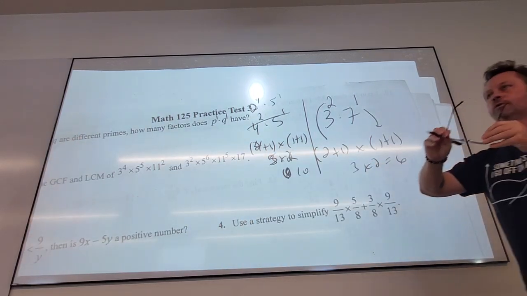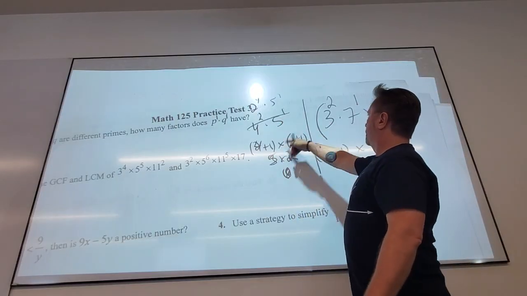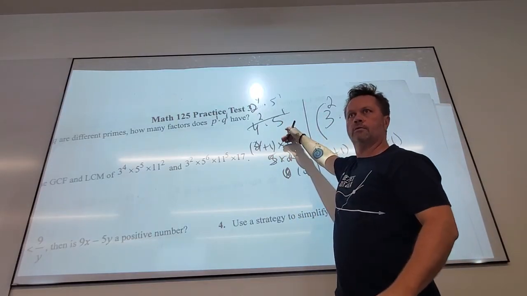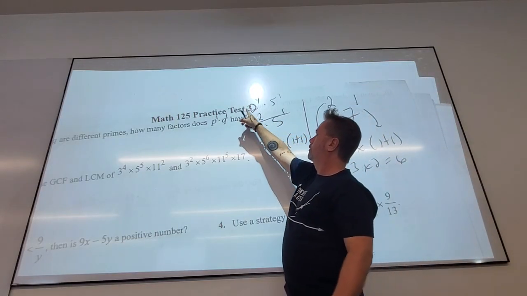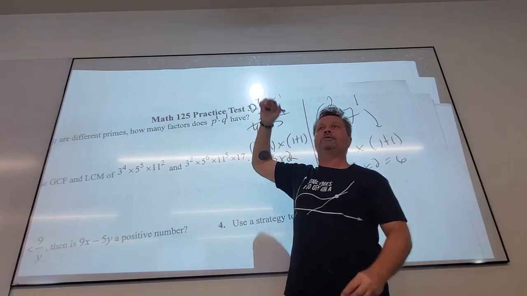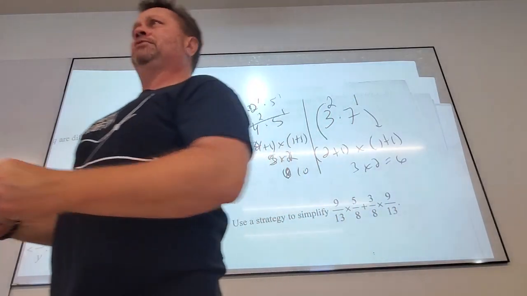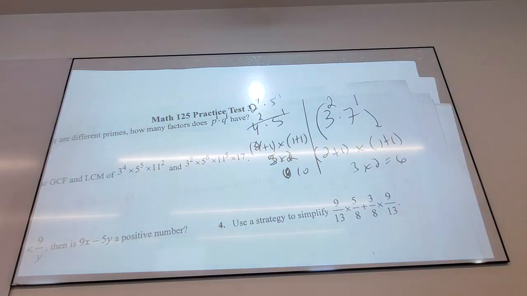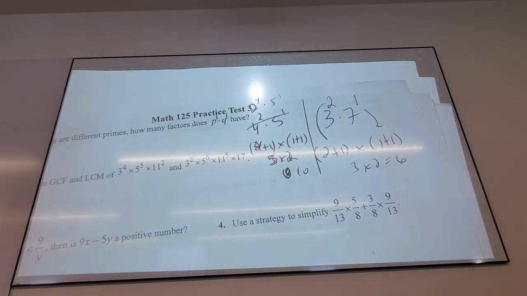Do the same thing always. Same thing we did here. Same thing we do every night, Pinky. What do I do? I do the same thing. 1 plus 1 times 1 plus 1, 2 times 2, 4. So I don't even know what P and Q are, but it's going to have 4 factors.